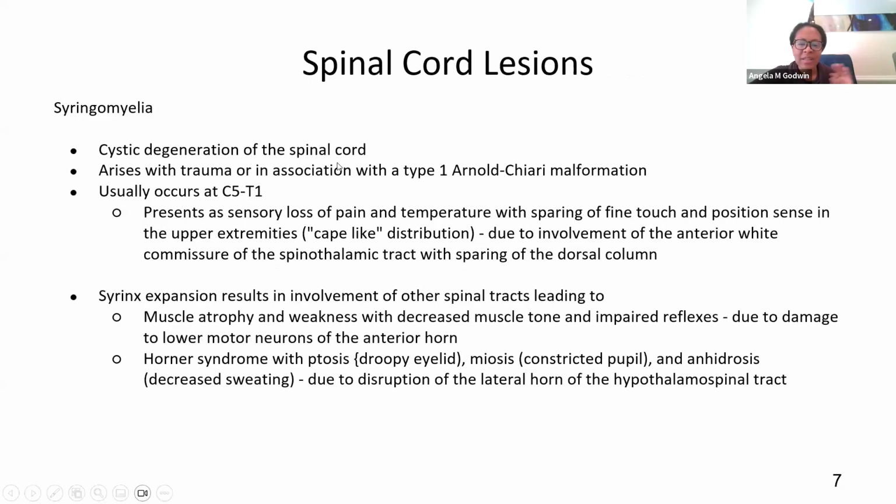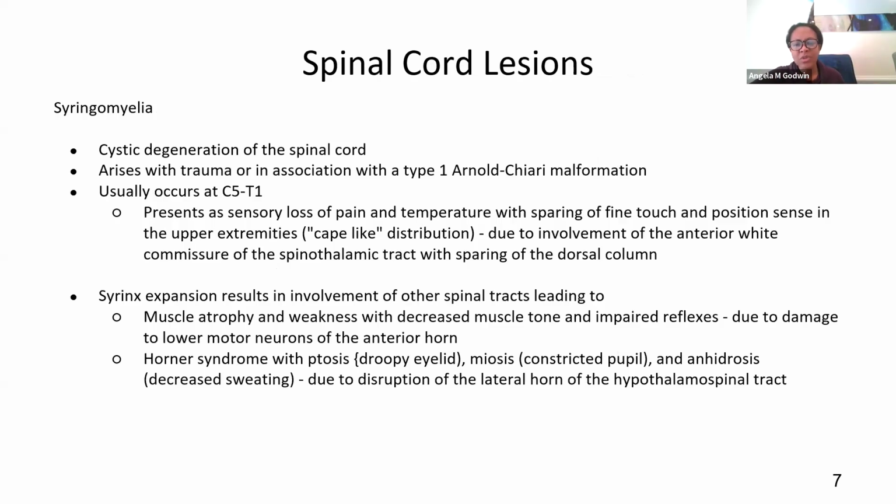Moving on. So hydrocephalus, know the differences between the types of hydrocephalus. Spinal cord lesions, also known as syringomyelia. These are usually due to trauma. It's actual degeneration of the spinal cord with cyst development on the cord itself.